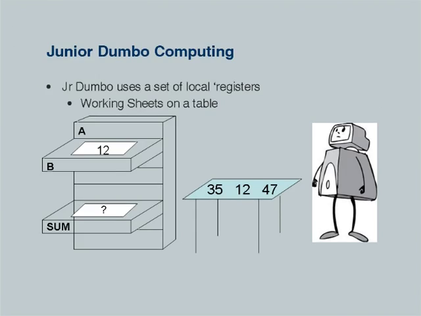So coming back to the computing model, I think it is very clear that Mr. Dumbo, through the use of these local registers, can do some simple computation. So going back to the original instruction then, A and B will continue to hold the existing values, 12 and 35. And the location sum will now contain 47.